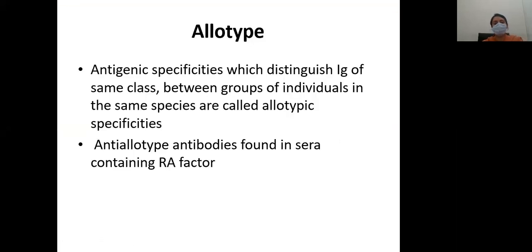Next is allotype. These are antigenic specificities which distinguish immunoglobulins of the same class between groups of individuals in the same species. They are called allotypic specificity. Anti-allotype antibodies are found in sera containing RA factor.